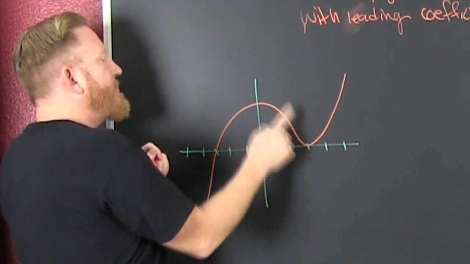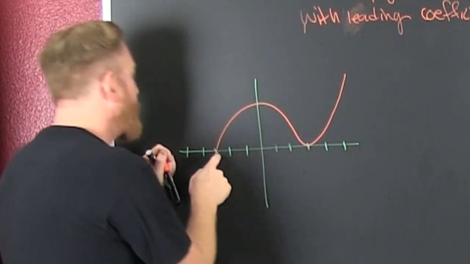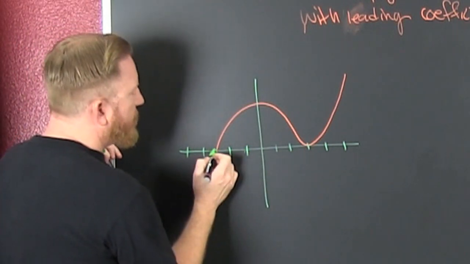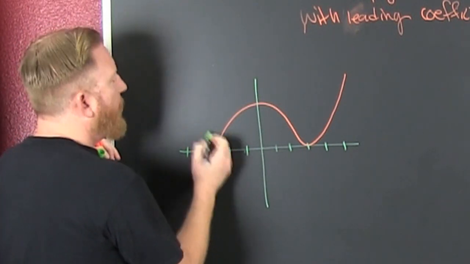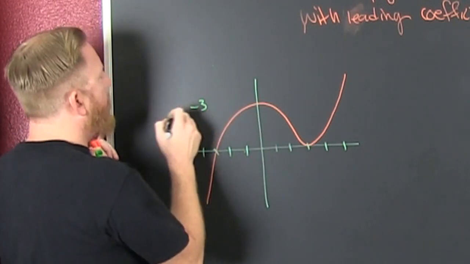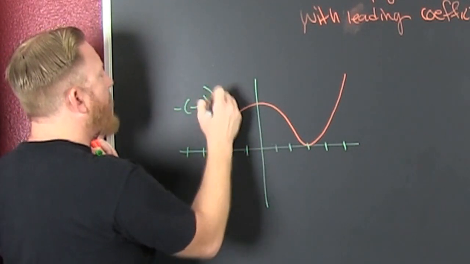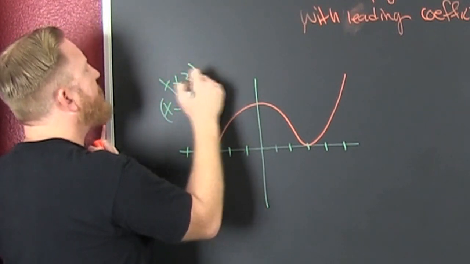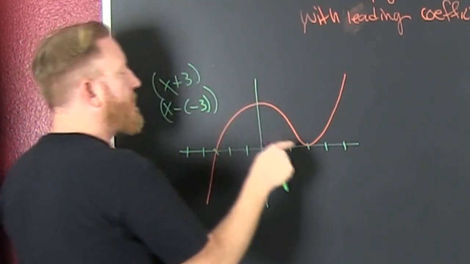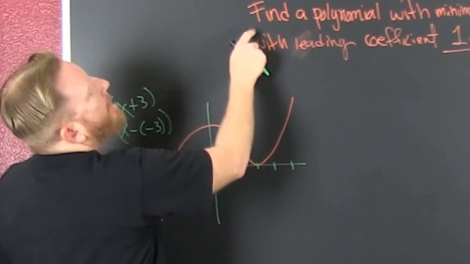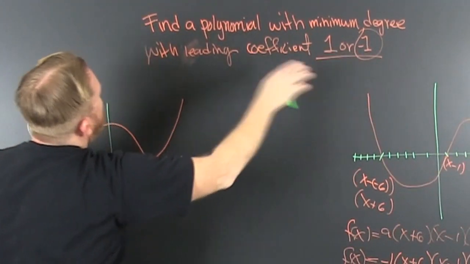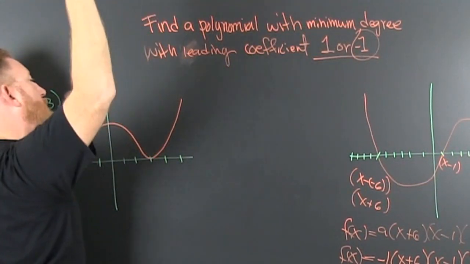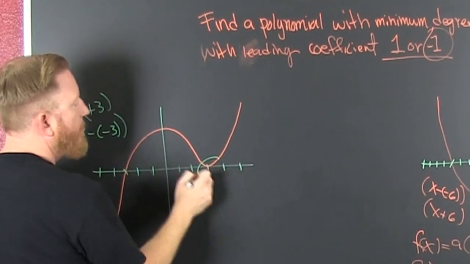This explores that bounce. So we have a cross, and what are we looking at? So, 1, 2, 3. A negative 3 is a 0, so x plus 3 is going to be a factor of the polynomial, because we're trying to find a polynomial with minimum degree and a leading coefficient of 1 or minus 1. Now, we look at that.